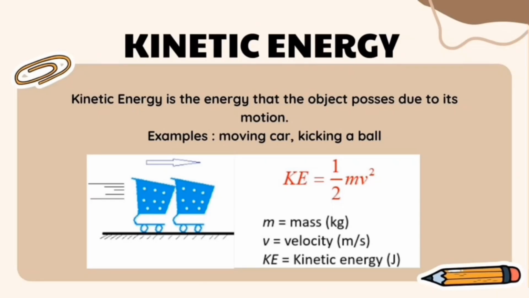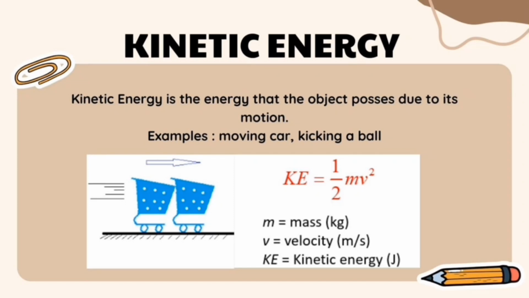The first one is kinetic energy. So what is kinetic energy? Kinetic energy is the energy that an object possesses due to its motion. For example, a moving car and kicking a ball.